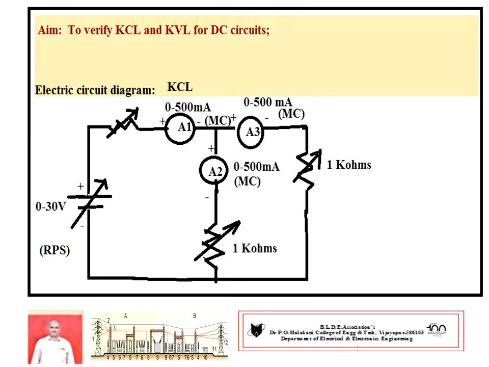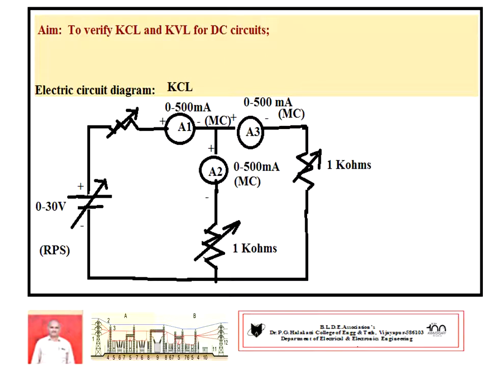For this we have to develop an electric circuit diagram for KCL. It is already known that Kirchhoff's current law states that in any electrical network of conductors, the algebraic sum of currents meeting at a point or junction is 0. Incoming current is taken as positive and outgoing current is taken as negative. Very simple statement. For that we have to develop a circuit diagram.